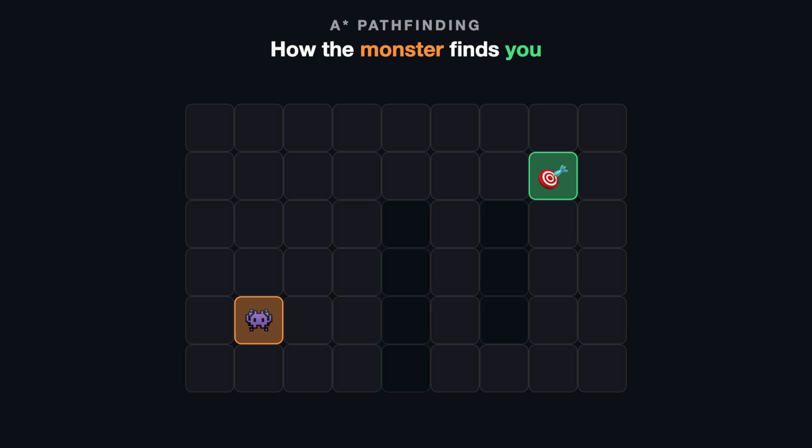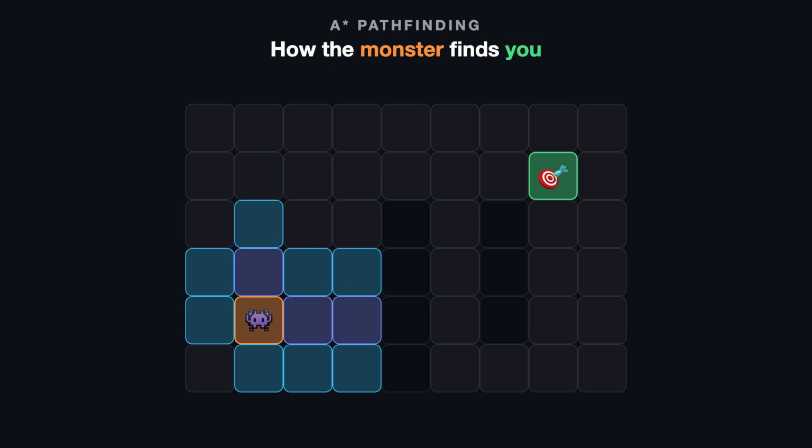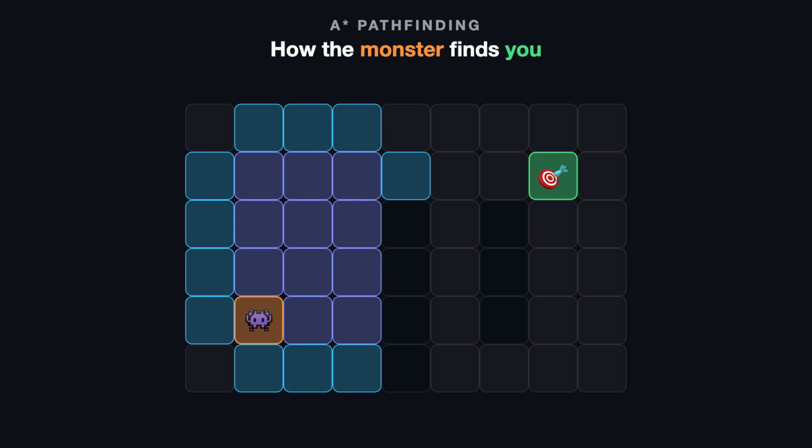A monster on one side of a maze. You on the other. Walls in between. Watch what it does. It does not wander, and it does not check every tile. It reaches toward you, flows around the wall, and snaps to the shortest way in.